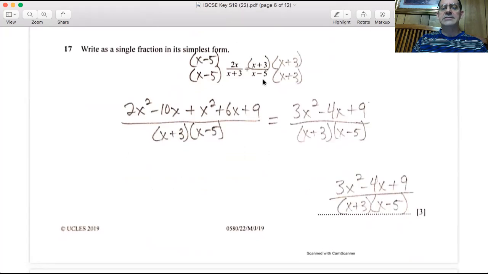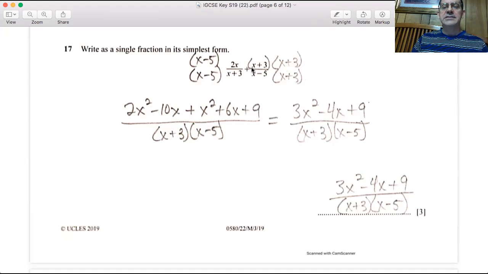And on the right-hand side, we have the x minus 5. And to make it common, we need to multiply into it the x plus 3 factor. And again, we do that both to the numerator and to the denominator. So on this one here, 2x multiplies through this x minus 5, giving us 2x squared minus 10x.